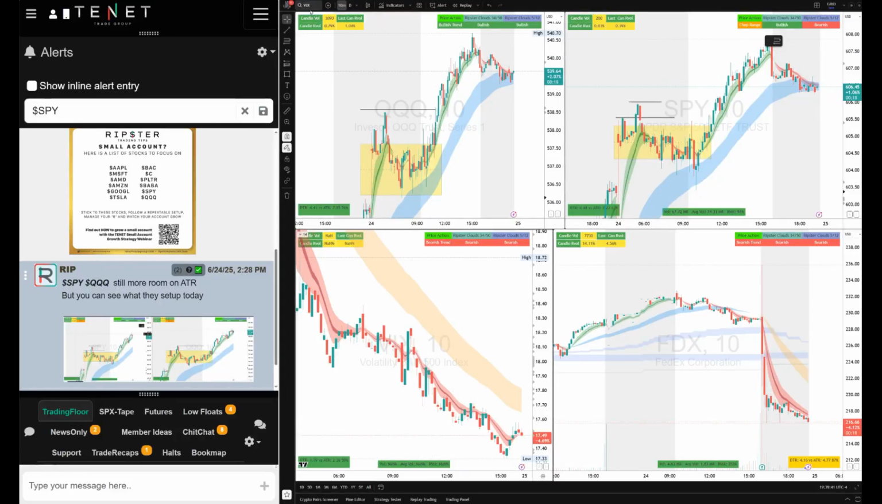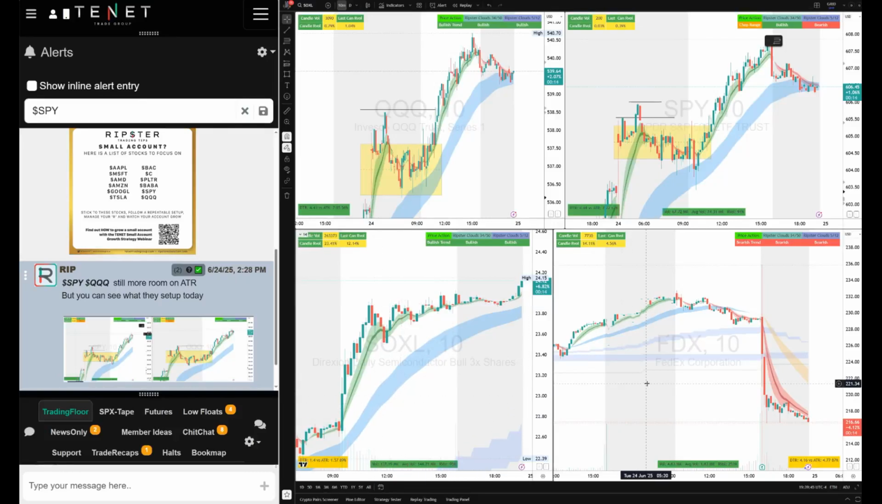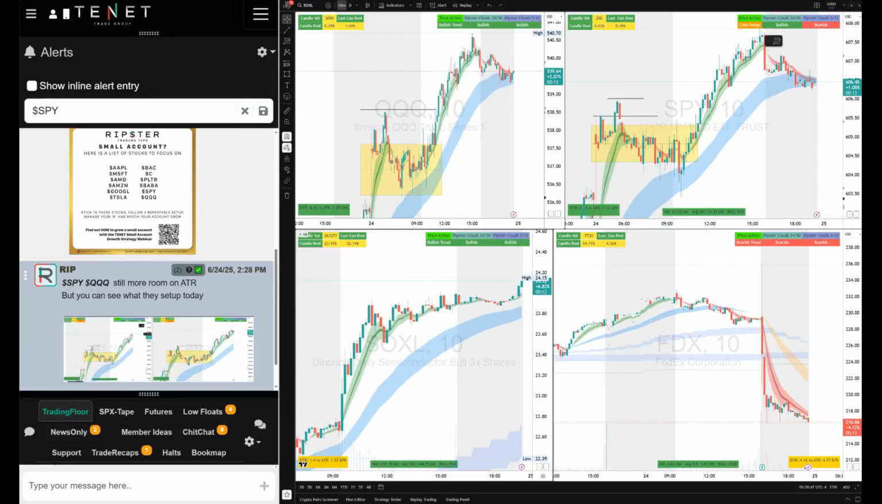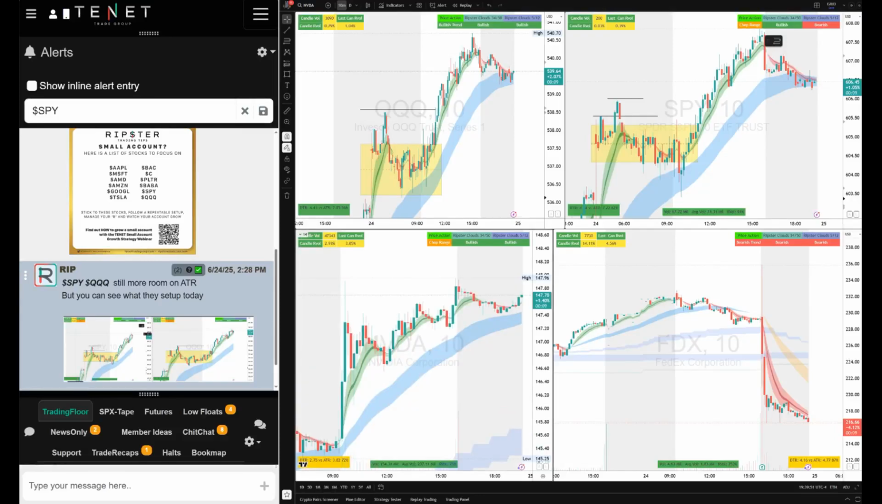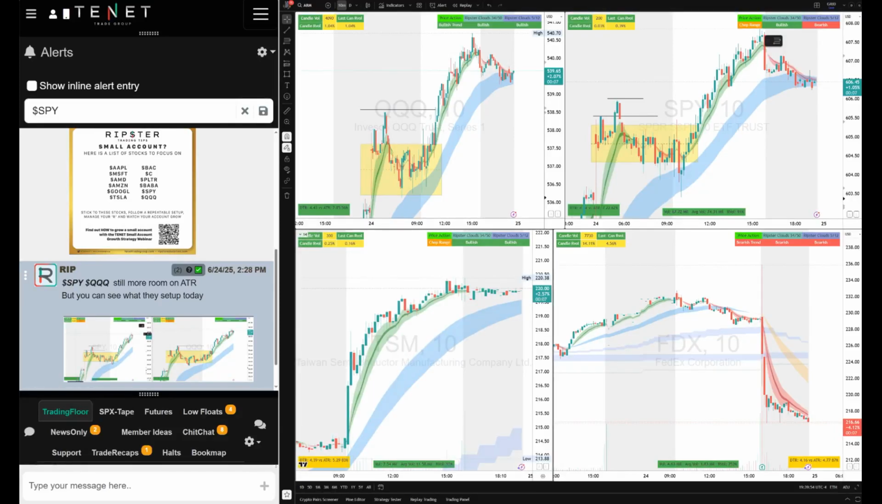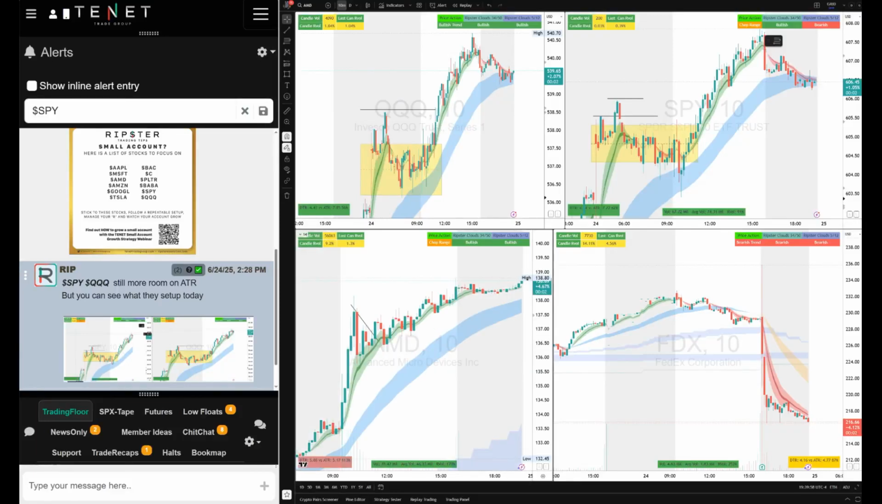So what sector was strong today? The strong sector was SOXL. The semiconductors were very strong, actually. And the strongest semis in the market today were Nvidia, Taiwan Semi, ARM, and AMD. So the whole sector was strong.